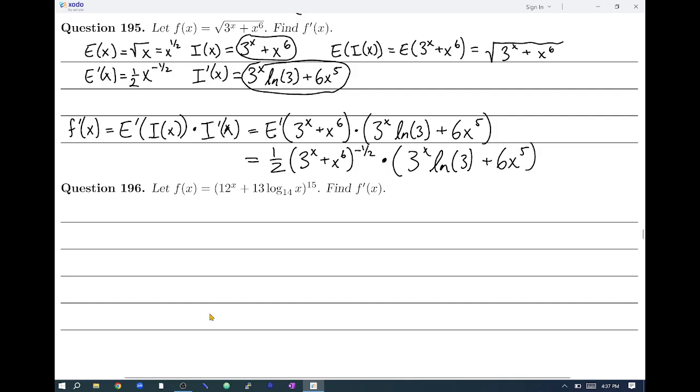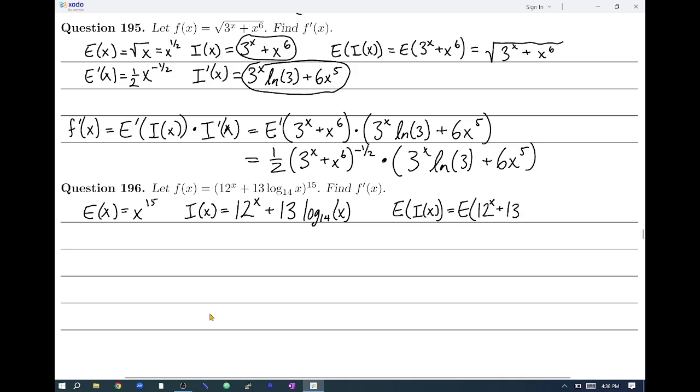For the last one, the external function is x to the 15th, and the internal function, I of x, is 12 to the x plus 13 times log base 14 of x. Let's just check the composition on this line, that this works out. So e of I of x is e of, replace the I of x with 12 to the x plus 13 times log base 14 of x.